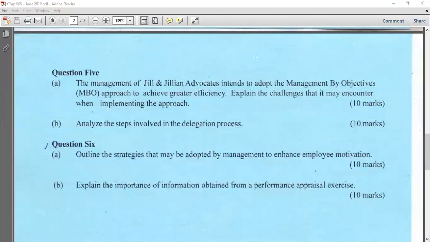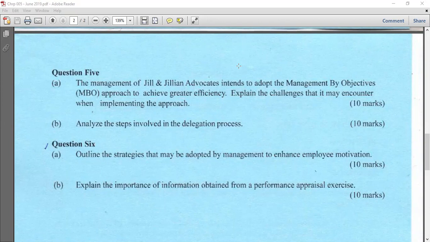The management of Jill and Jillian Advocates intends to adopt the management by objective approach to achieve greater efficiency. Explain the challenges that it may encounter when implementing the approach. Management of Jill and Jillian Advocates intends to adopt the management by objectives MBO approach to achieve greater efficiency. Explain the challenges that it may encounter when implementing the approach.